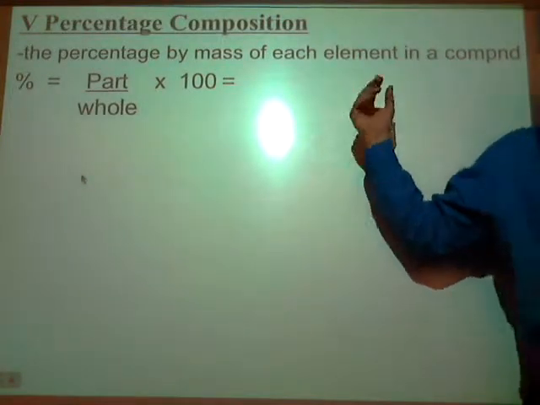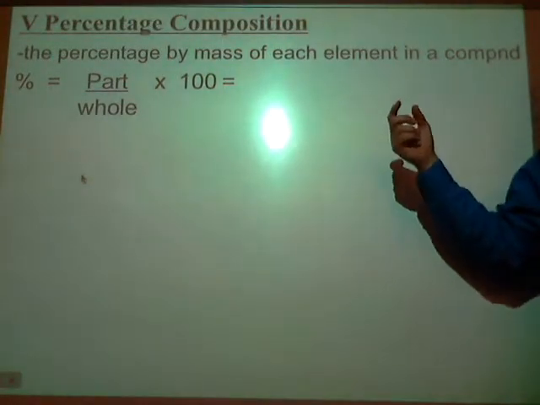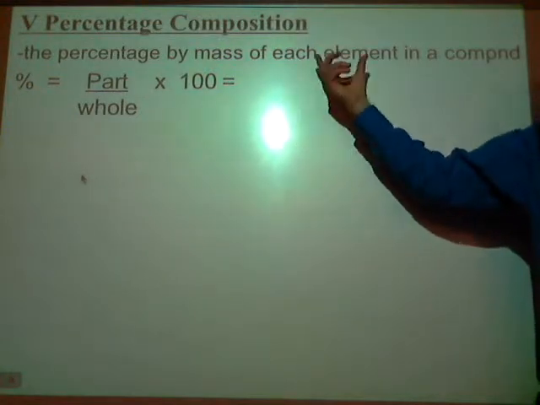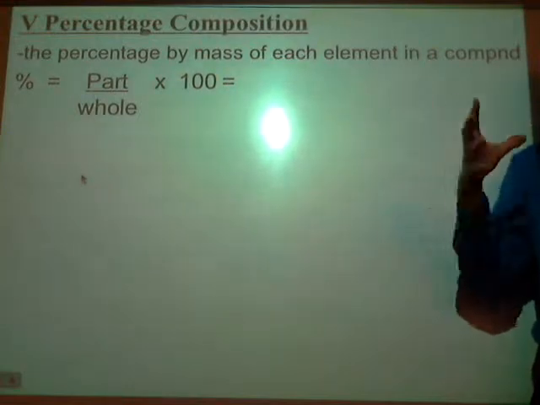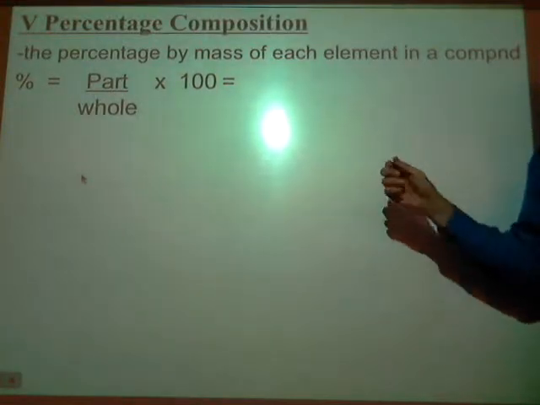And by the way, in this specific case, here's what it will look like. The part will be the mass of sodium, the mass of the element. The whole will be, what do we call that? The mass of the whole compound is called, we learned last week? Molar mass, and then times 100.